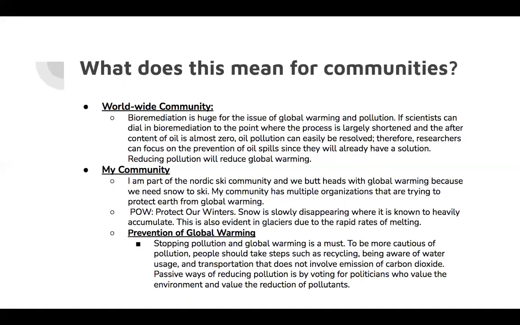So stopping pollution and global warming is a must. And we need to be more cautious with pollution, and people can take steps such as recycling, being aware of their water usage, and transportation that does not involve emission of carbon dioxide. So this can be biking, walking, running, or carpooling to reduce the emission of CO2.